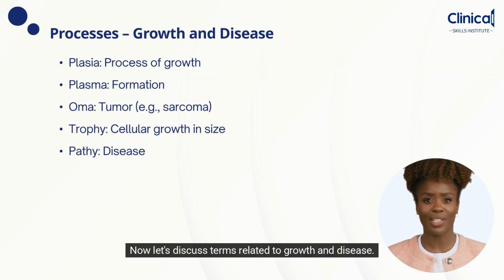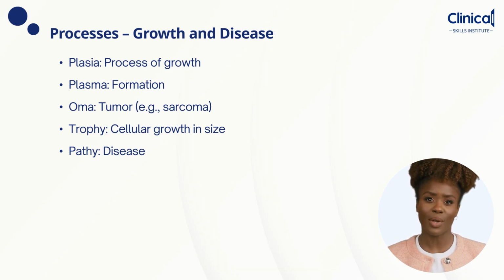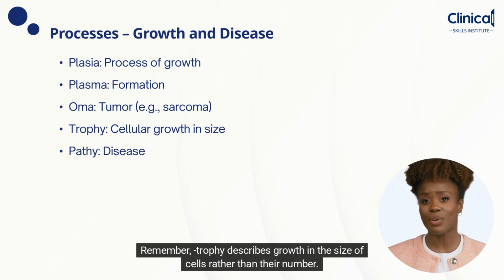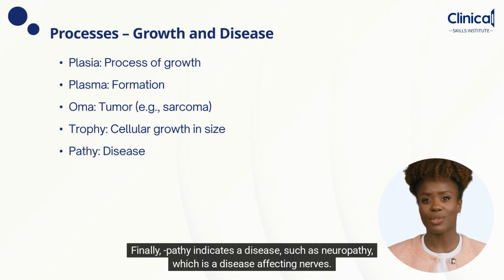Now let's discuss terms related to growth and disease. Plasia refers to growth, such as hyperplasia, which is an increase in the number of cells. Oma refers to tumors, such as sarcoma. Remember, trophy describes growth in the size of cells rather than their number. Finally, pathy indicates a disease, such as neuropathy, which is a disease affecting nerves.